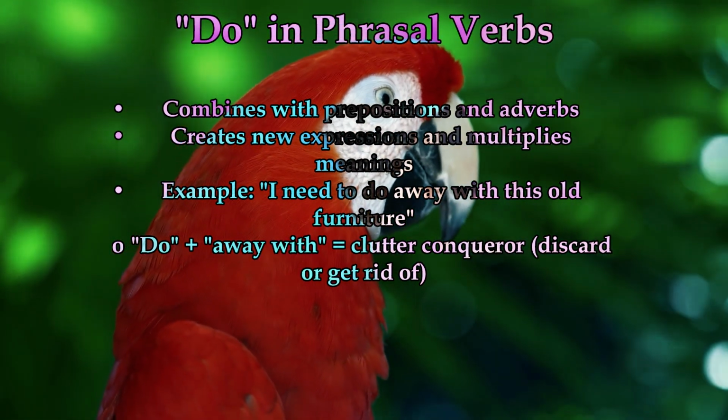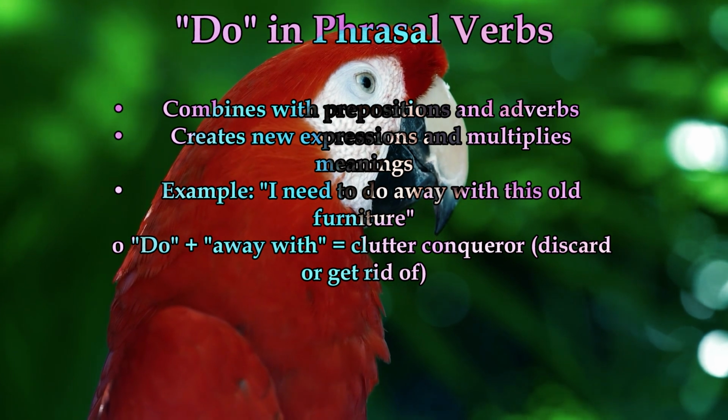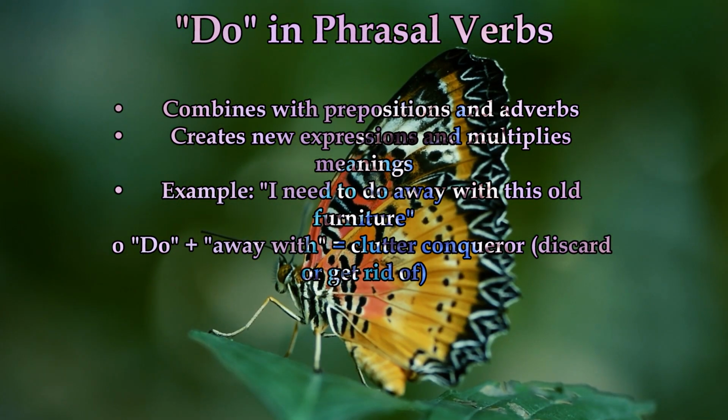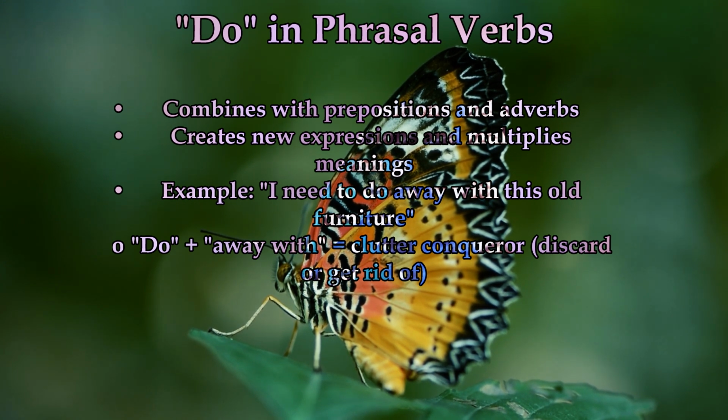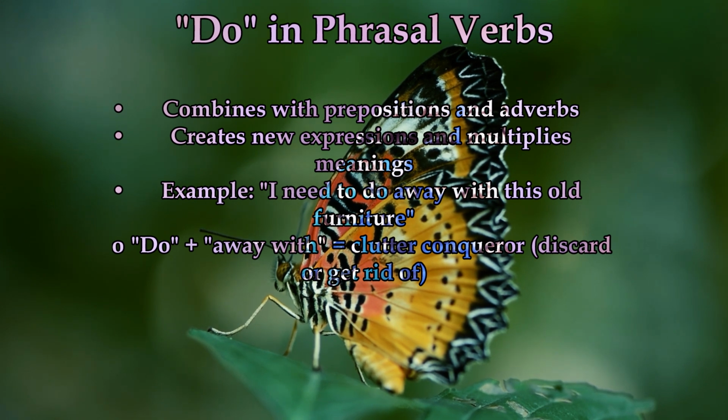Section 13. Do in phrasal verbs. The meaning multiplier. Do is not just a lone verb, it's a team player, combining with prepositions and adverbs to form phrasal verbs that multiply the meanings of our words. These verb partnerships create new and unique expressions, expanding our vocabulary and allowing us to communicate with greater specificity.